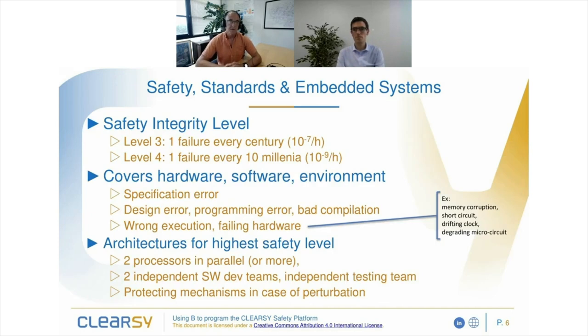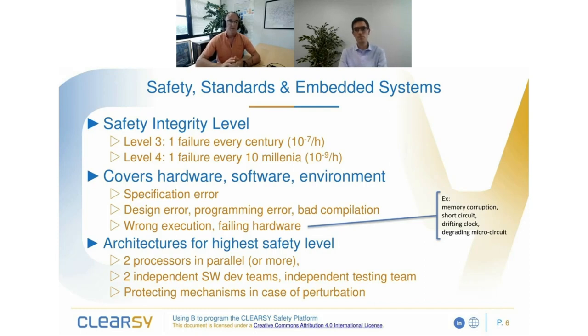So the safety integrity levels represent the risk that you need to counter. For example, when you're dealing with level 3, you have to achieve one failure every century for one system, and level 4 is one failure every 10,000 years. So it's a very small number, but if you multiply the number of systems by this probability, you have a frequency of occurrence that could be quite often.